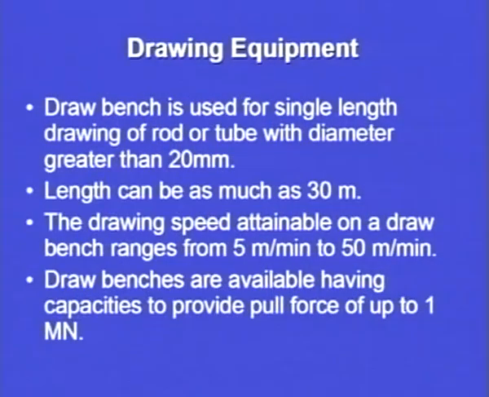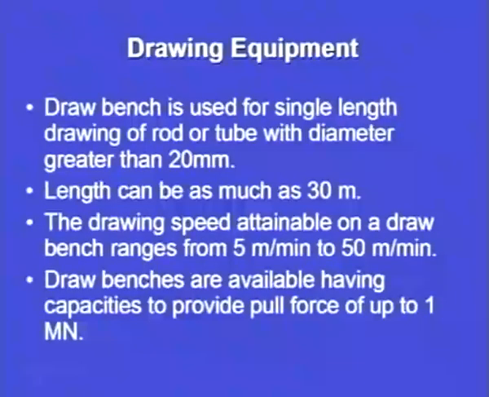The drawing speed attainable is also an important design aspect. The drawing speed attainable on a draw bench ranges from 5 meters per minute to 50 meters per minute. So we have seen three important design aspects of the draw bench: the diameter of the wire or tube, the length of the wire or tube, and the speed, which can range from 5 to 50 meters per minute. Draw benches are available in capacities to provide a pull force of 1 mega Newton.